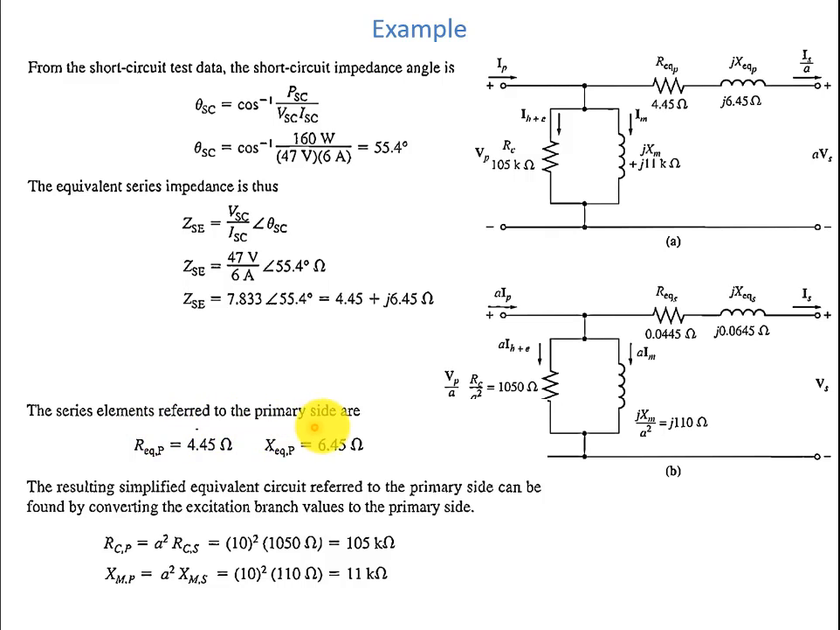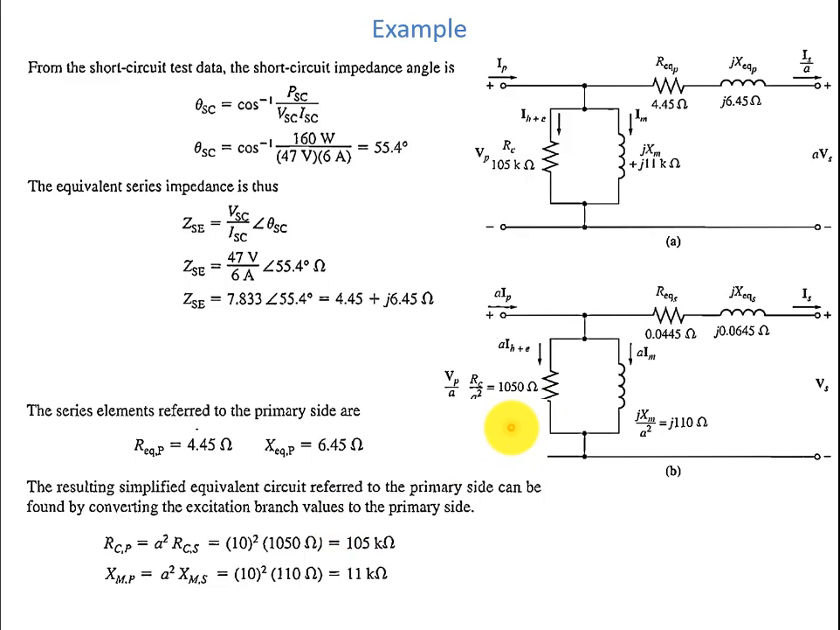The series elements referred to the primary side are X equivalent and R equivalent, which will be the same. The resulting simplified equivalent circuit referred to the primary side can be found by converting the excitation branch values to the primary side. So we need to multiply them with a square, and these values will then be 105 kilo ohm and 11 kilo ohm.